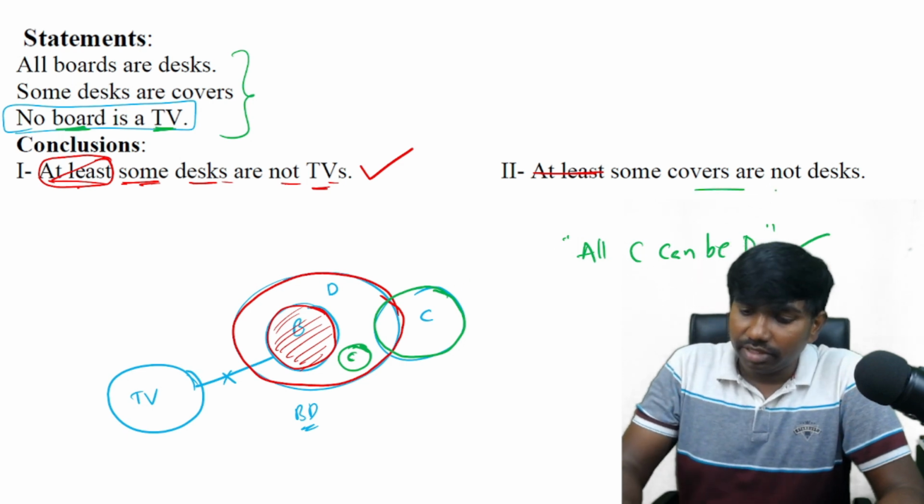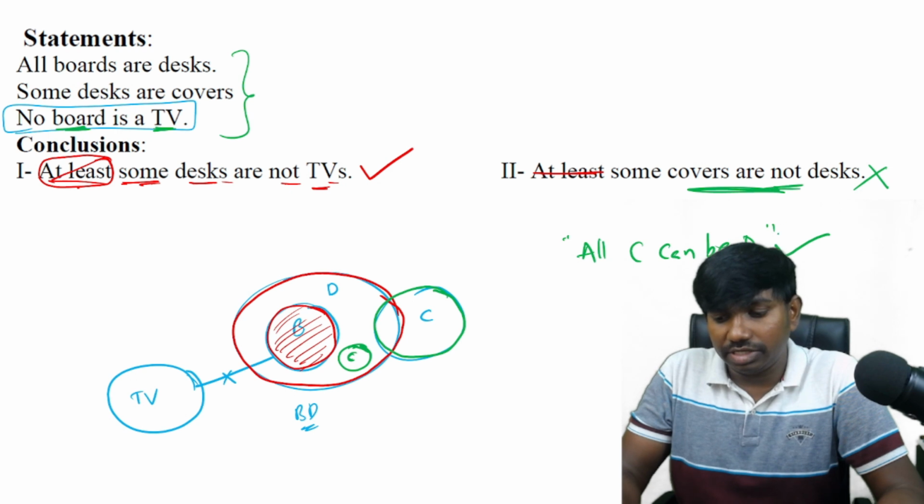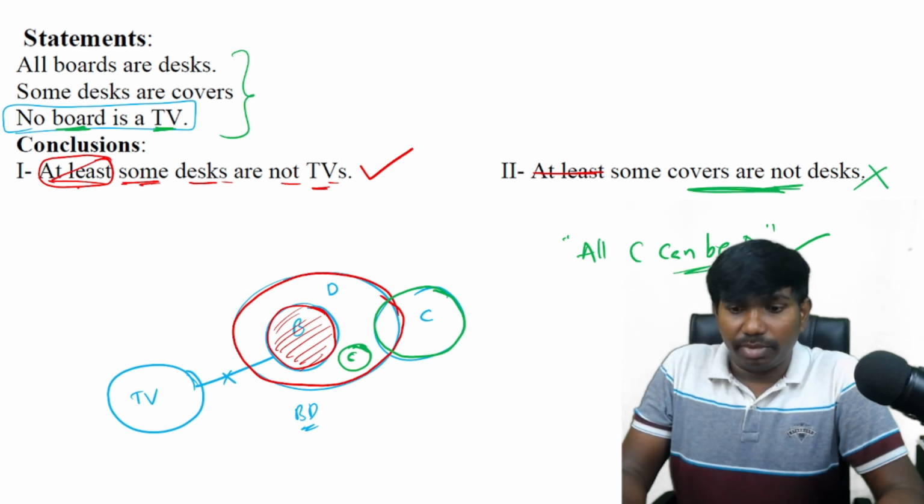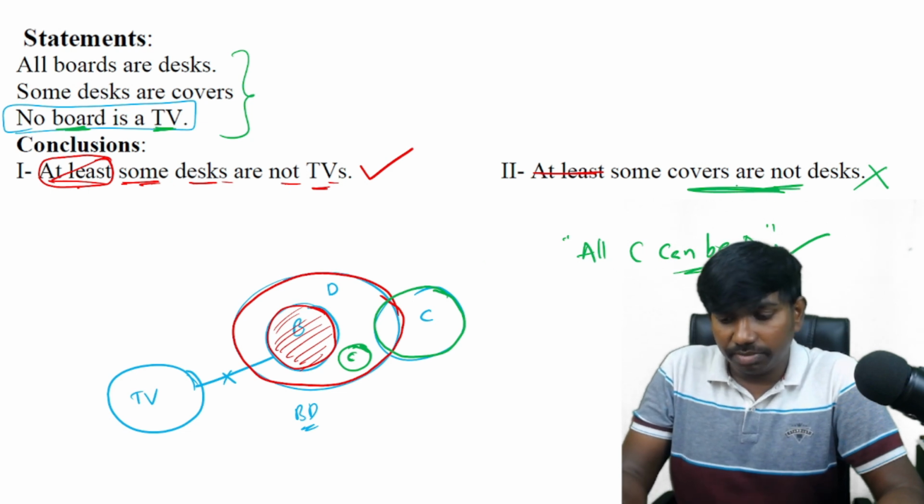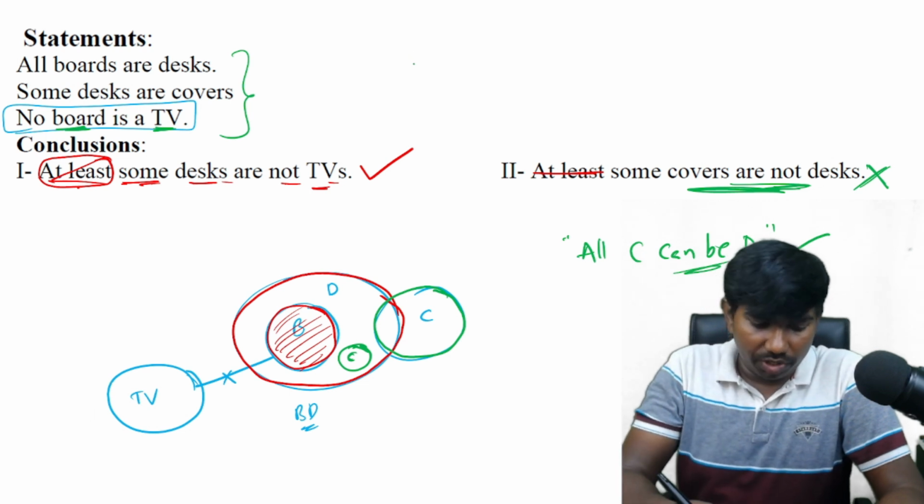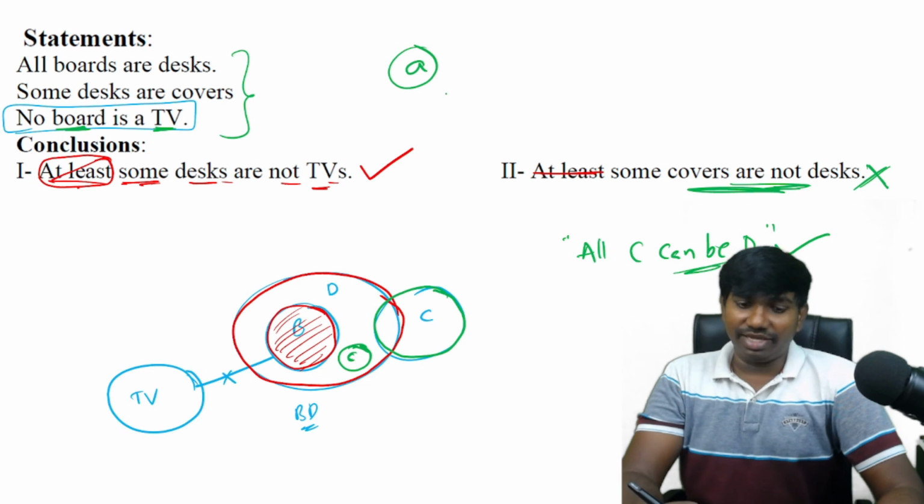That means this is not a definite conclusion, because it is having a failure case. This is the failure case of this. Yes or no? Some covers are not desks, but all covers can be desks. Somewhere all covers can be desks means some covers are not desks fails, right? So overall answer for this question is only conclusion 1 follows. Every question, first you try and then see the solutions.